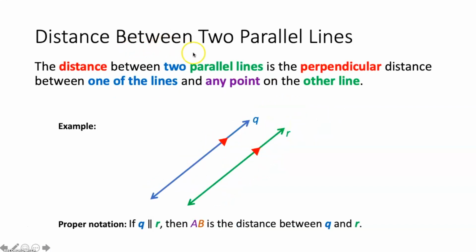Now, distance between two parallel lines. The distance between two parallel lines is the perpendicular distance between one of the lines and any point on the other line. So, we said before that if we wanted to find the distance between a point and a line, we needed that perpendicular distance between them. It's the same thing for two parallel lines. If you have two parallel lines, you just need to find the perpendicular distance between these two lines. So if you create a perpendicular line with one of them, it's going to be perpendicular with the other by the perpendicular transversal theorem. You also then can look at these two points right here and find the distance between those two points. And that is the distance between the two lines.